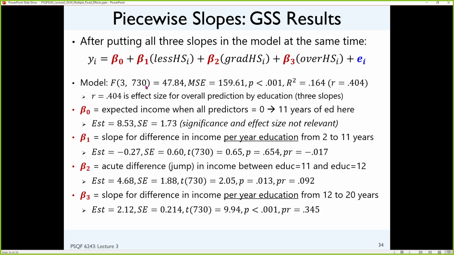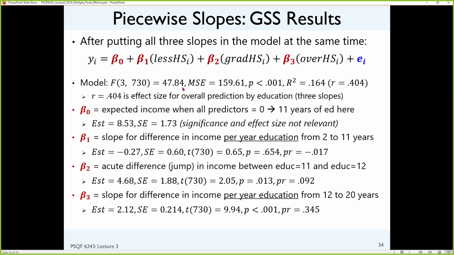Where that comes from is sample size minus number of fixed effects. There are 734 people in this analysis. I have 4 fixed effects. I've got 3 slopes and an intercept. So that leaves me with 730 as the number of slopes I still could have added. It counts the beta 0. Yep. So my F test statistic is 47.